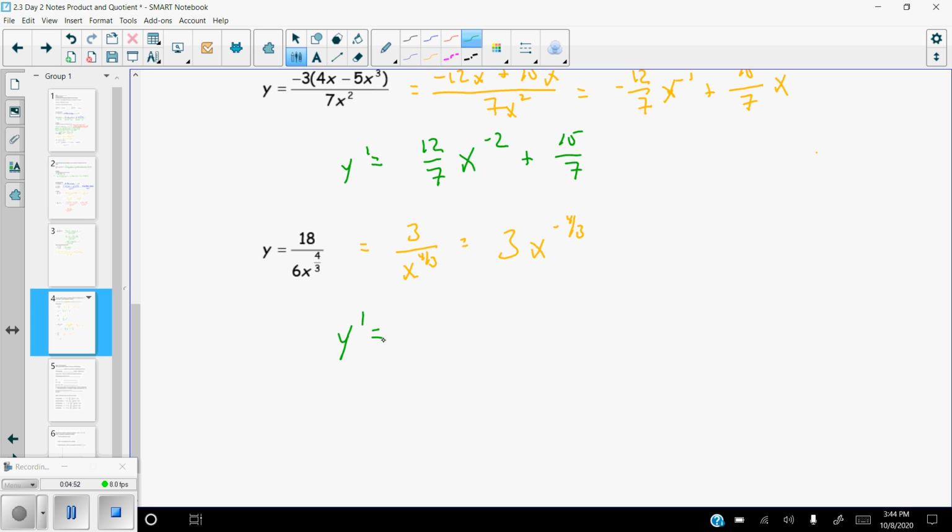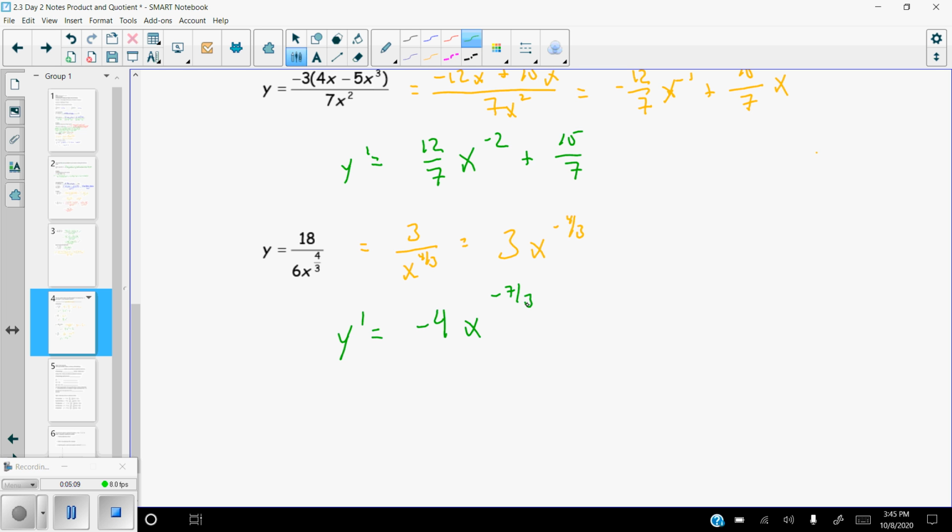So y prime, bringing the -4/3 out to the front. -4/3 times 3 is -4. x, subtracting 1 from negative 4/3 is subtracting 3/3, so we should get negative 7/3 as our new power.